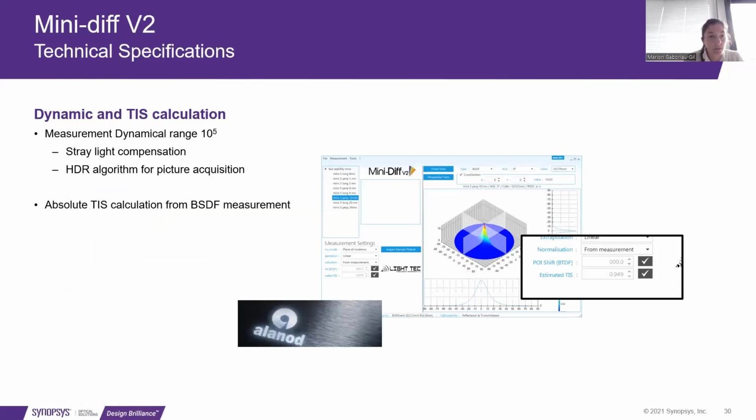Regarding the dynamics, thanks to a stray light compensation and an HDR algorithm for picture acquisition, and thanks to these two things, we can have a dynamic range of 10 power 5.